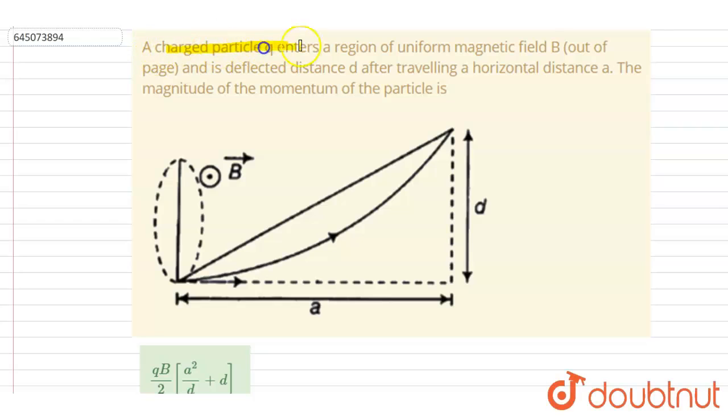Hello everyone. A charged particle Q enters a region of uniform magnetic field B out of page, is deflected d after traveling a distance a, then the magnitude of momentum of the particle is? So if you see here, let's say the particle is given a velocity v and the mass of the particle is m, right? So what will be the direction of the force on it, right?